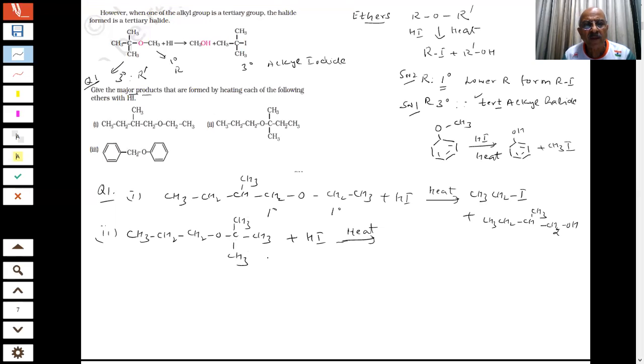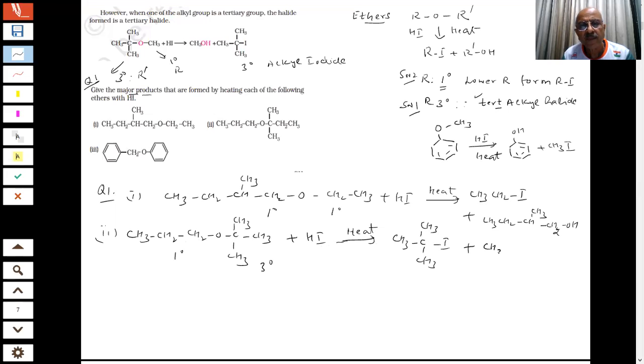Is there 3 degree? Yes, 3 degree. And this is 1 degree. Then what did I say about 3 degree and 1 degree? Here we have already written. If 3 degree, then what is the alkyl halide? This is the product which we have to write. Then the next one is the alcohol.